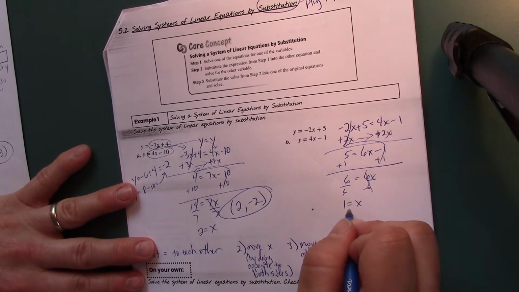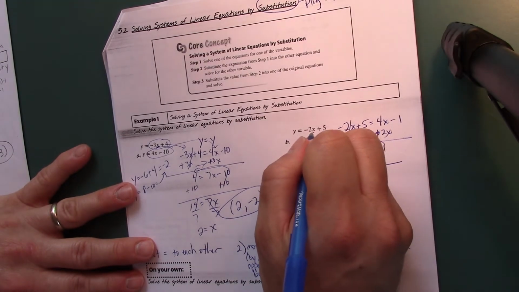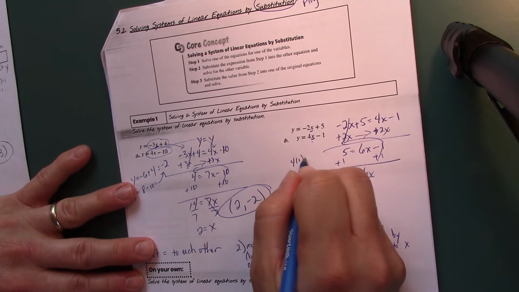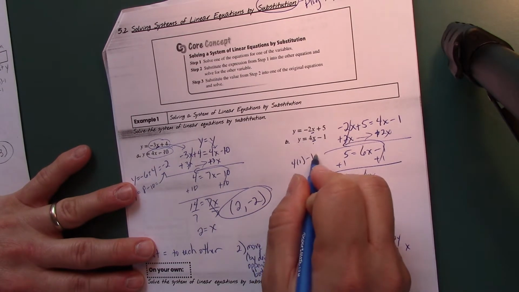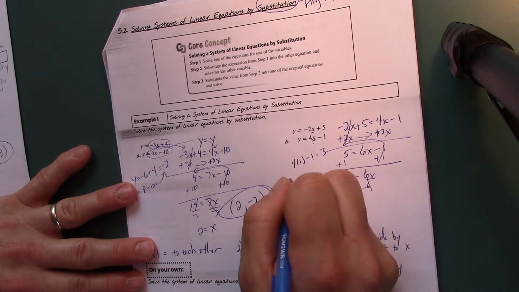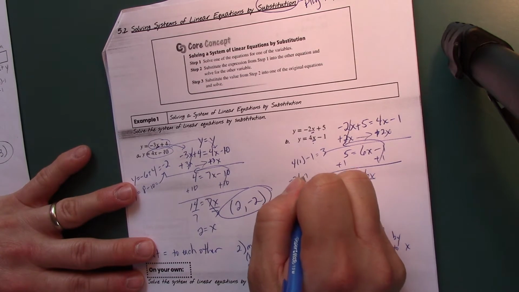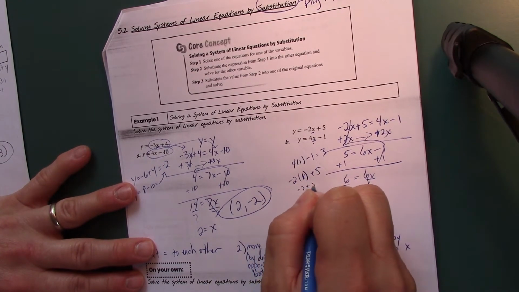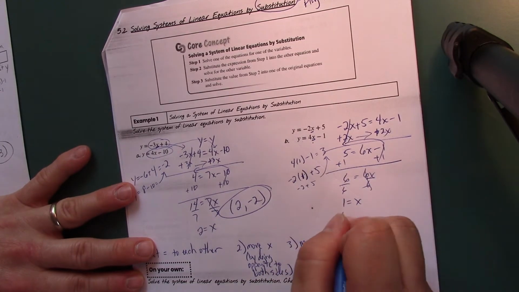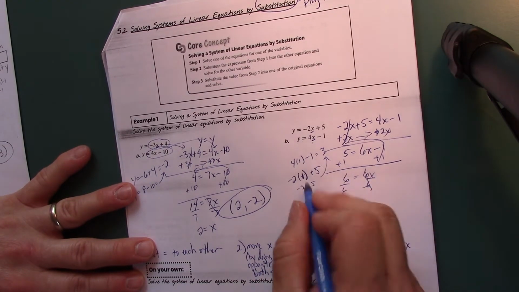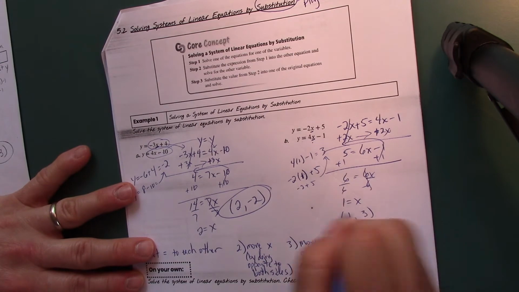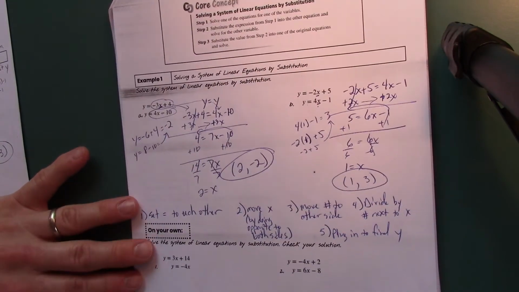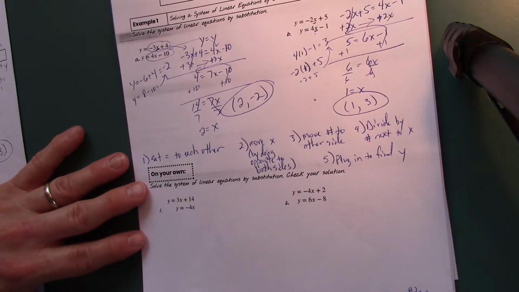Okay? Right here, I've solved for x equals 1. Go back and plug it back in, here or here. Probably easier to plug it in here. 4 times 1 minus 1, 4 minus 1 is 3. But if I wanted to, I could plug it into 2 times 1 plus 5, and negative 2 plus 5 equals 3. So x is 1, y is 3. There's my answer. Okay? Why don't you go ahead, press pause, and try the 2 problems below.